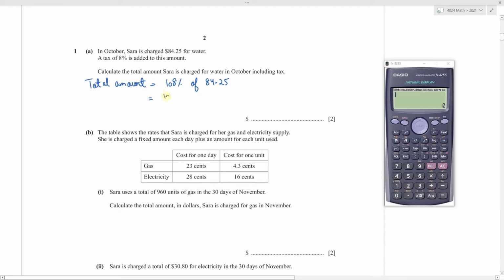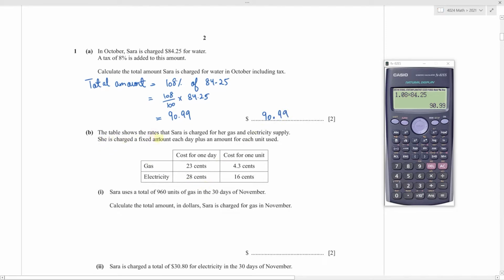So this will be 108 over 100 multiplied by 84.25. So this is 1.08 multiplied by 84.25. So that is 90.99, or $90.99.